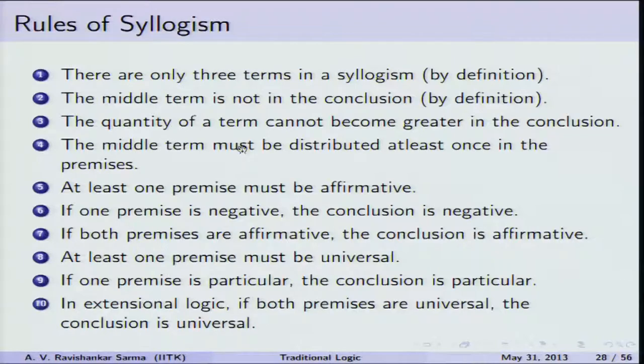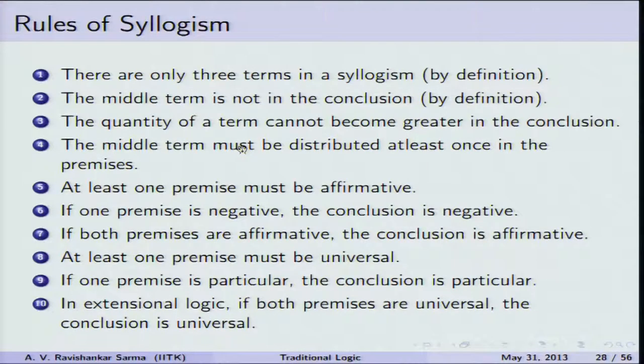So this rule needs to be explained in greater detail, but it's not that important at this moment. The fourth rule is that these are all observations from the rules that we have already presented in the last slide. The middle term must be distributed at least once in the premises. That is what we have stated already.